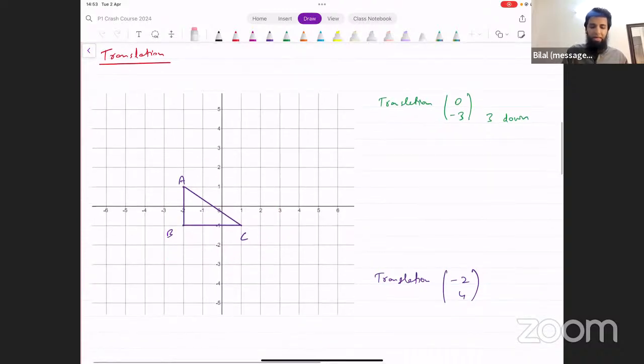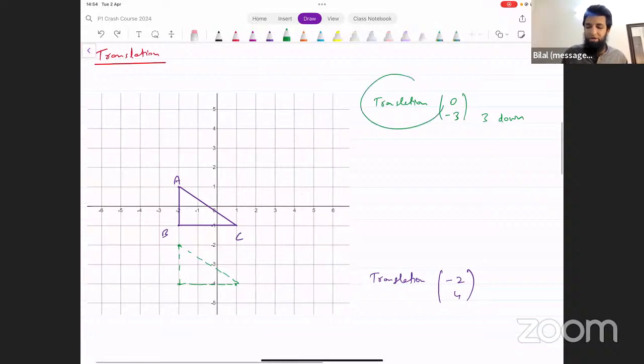So where does this go? A point is going to come here, B is going to come here, and C is going to be here. And the diagram is going to look something like this. This is the translated triangle ABC when you have this vector (0, -3). All right. So what happens in translation? The diagram moves from one point to another. It shifts from one point to another. So in this case, this was a vertical translation. The movement was vertical. All right.